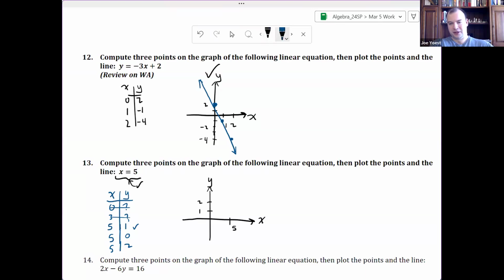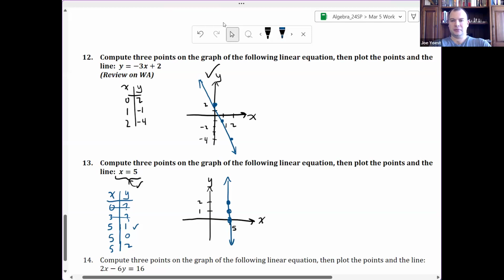So I could have a point like (5, 0), or (5, 1), or (5, 2), and I see that x equals 5 is just this vertical line. It's parallel to the y-axis and goes through the point (5, 0). Now let me switch up my share here.